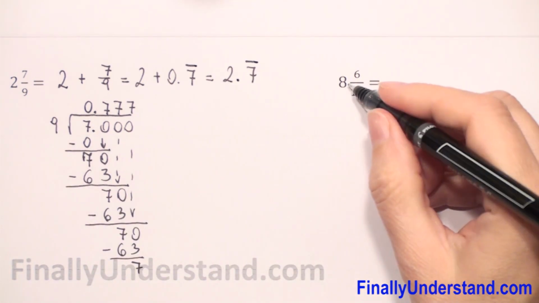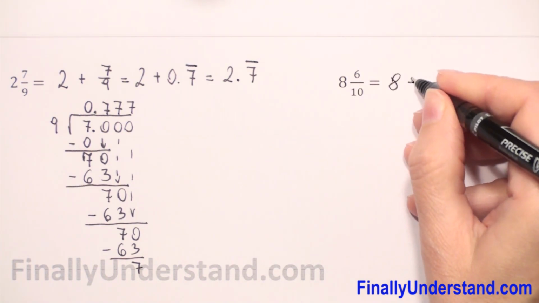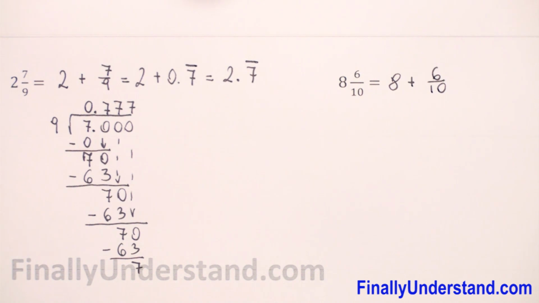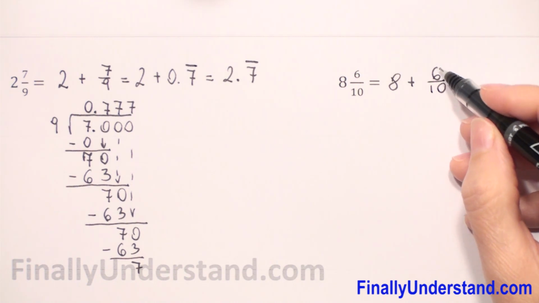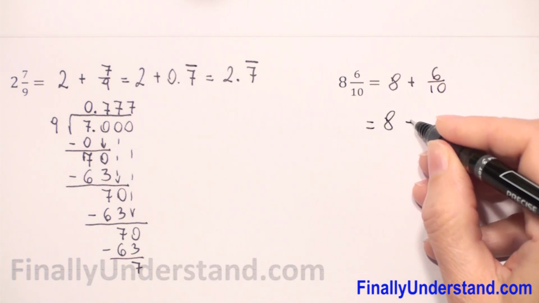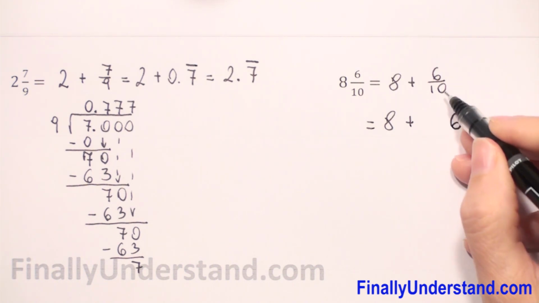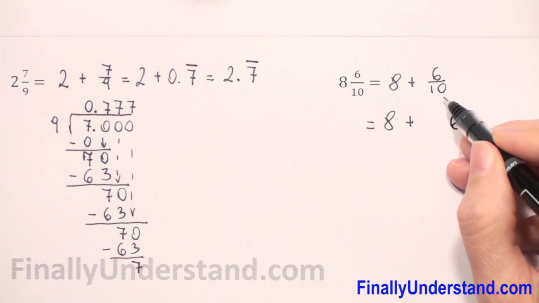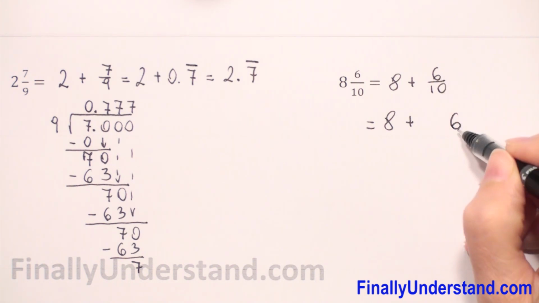And next example, 8 and 6 over 10. We can rewrite this as 8 plus 6 over 10. 8 is a whole number, so we can leave this whole number, and 6 over 10 to change to a decimal number, how do we do this? We copy 8 plus, we copy whatever we have in the numerator, which is 6. We count how many zeros we have in the denominator. When you have in the denominator 10, 100, 1000, 1 million, then we can do this. We just copy whatever we have in the numerator, which is 6.